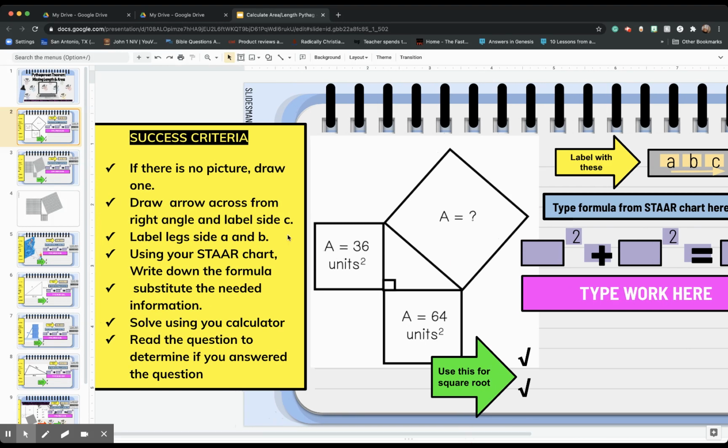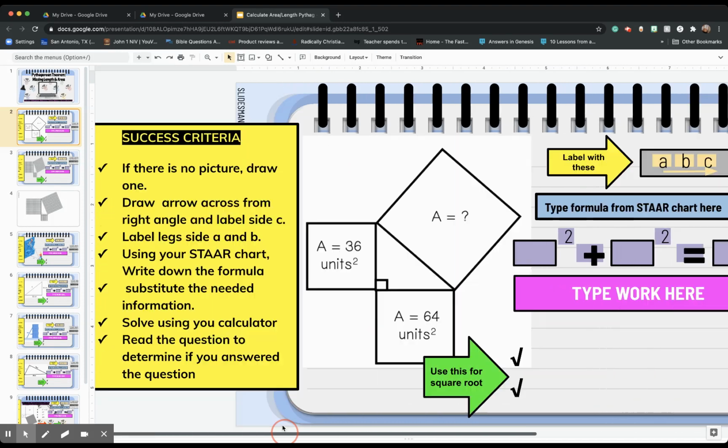So as always, number one, we're going to draw a picture if there's not one. We're going to draw an arrow across from the right angle and label that side the C. Label leg sides A and B. Using the STAAR chart, we're going to write the formula down, substitute the needed information, solve using a calculator, and read the question to determine if you answered the question.